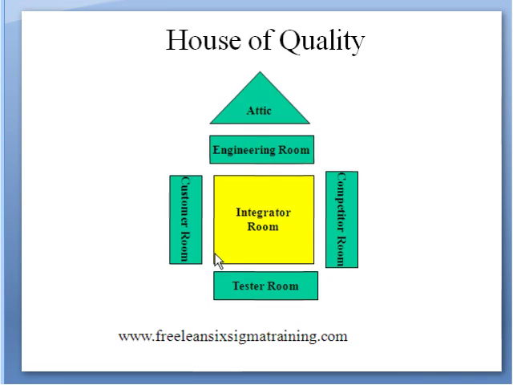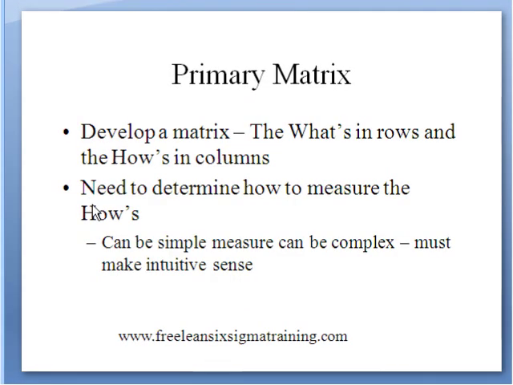The third room is what's known as the integrator room. If you notice, the integrator room is the intersection between the customer room and the engineering room. This is what's known as the primary matrix. It's the matrix of the what's in the rows, the customer characteristics, and the how's in the columns, the engineering characteristics. So we're going to try to see how well they are related.